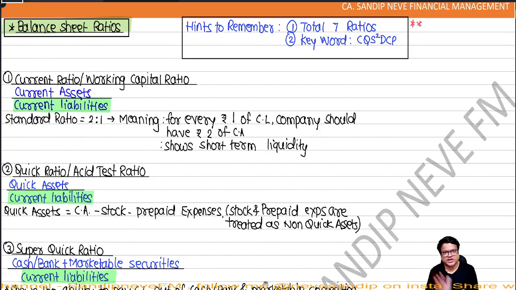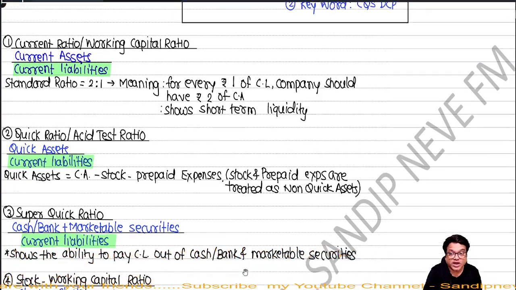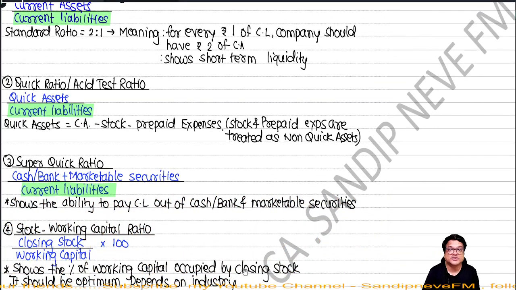Let us remember the formulas, people. Current ratio: current assets upon current liabilities. Quick ratio: quick assets upon current liabilities. You can read the description; you can anytime pause the video and read the description. Correct. Super quick ratio, what is that? Cash and bank plus marketable securities upon current liabilities.